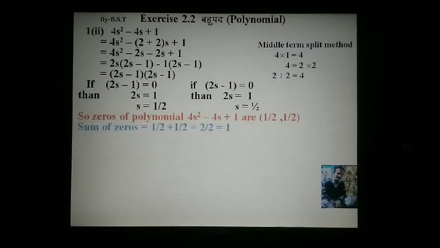We know the sum of zeros is equal to 1 upon 2 plus 1 upon 2, that will be 2 upon 2, equal to 1. And the product of zeros is 1 upon 2 into 1 upon 2, 1 1 is 1, 2 2 is 4, 1 upon 4.